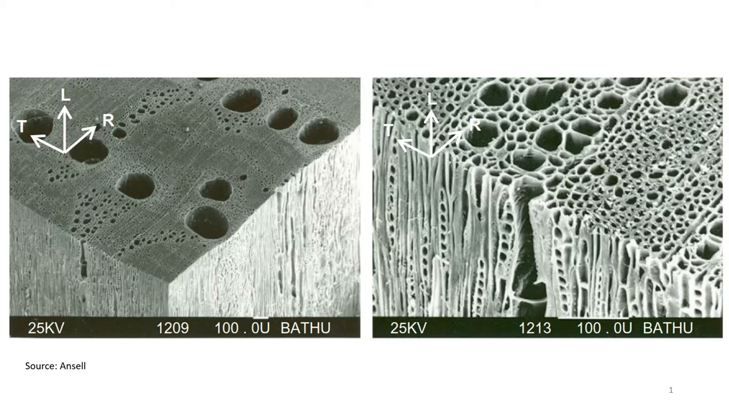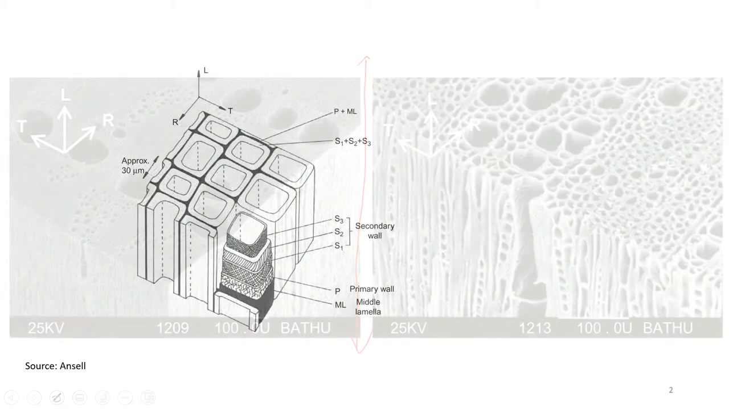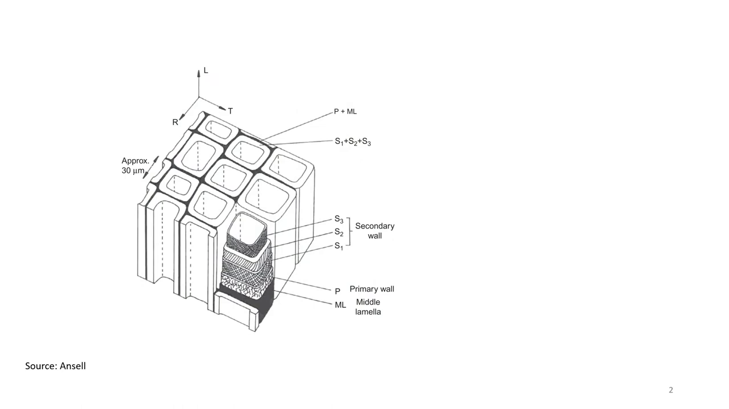Wood cells grow in this structure to provide strength and to allow for transport of water and nutrients longitudinally through the grain of the wood. So if I were to draw the direction of the grain, the direction of the grain would go like this in these diagrams. Here's an idealized diagram of wood cellular structure.